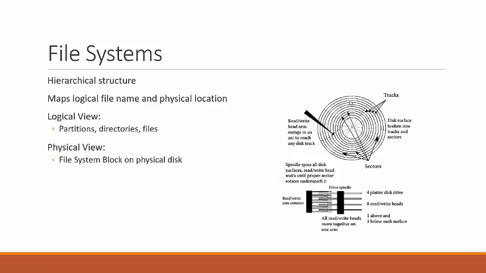Logically, we see partitions, directories, and files. Physically, though, this is what we're seeing. And it's usually not just a single disk platter, right? It's a whole stack of them stacked on top of each other, with multiple read-write heads on multiple actuator arms. This is a spindle, and all the disks spin together.